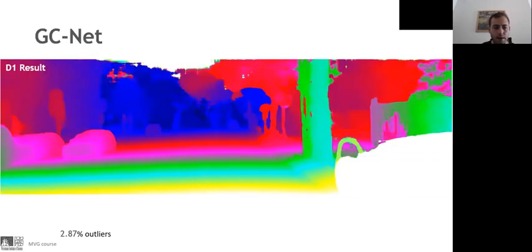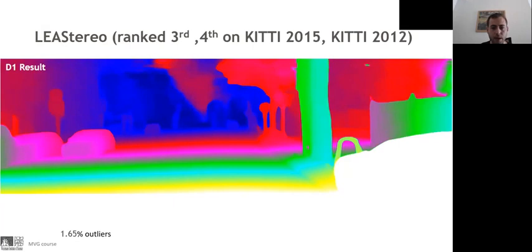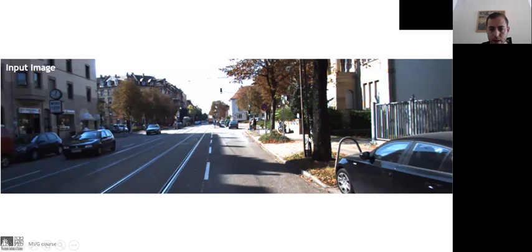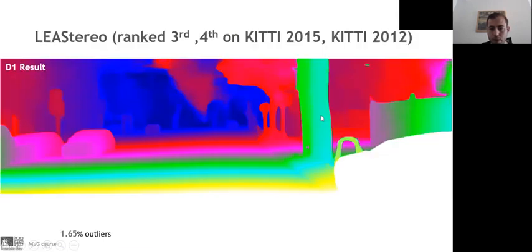Okay, so you see that the results got better over time, but there are still challenges. Here, the outliers, there are still 1% of outliers, and you can see sometimes it's over smooth, like here it connects the pole and the tree. See, it's still not a solved problem. Okay.